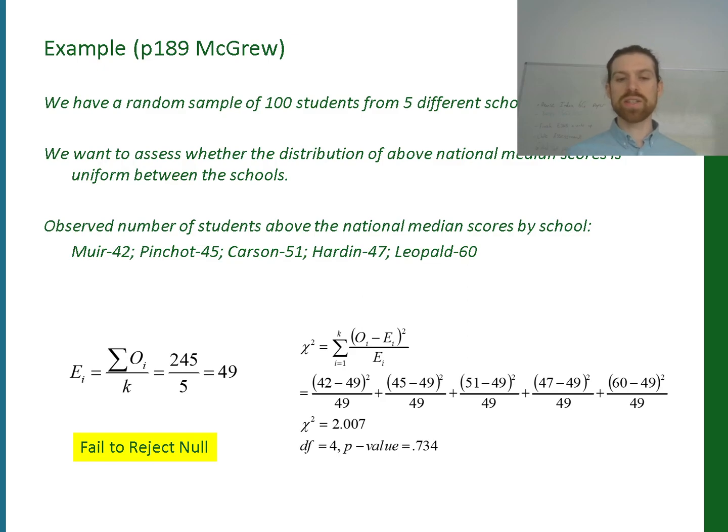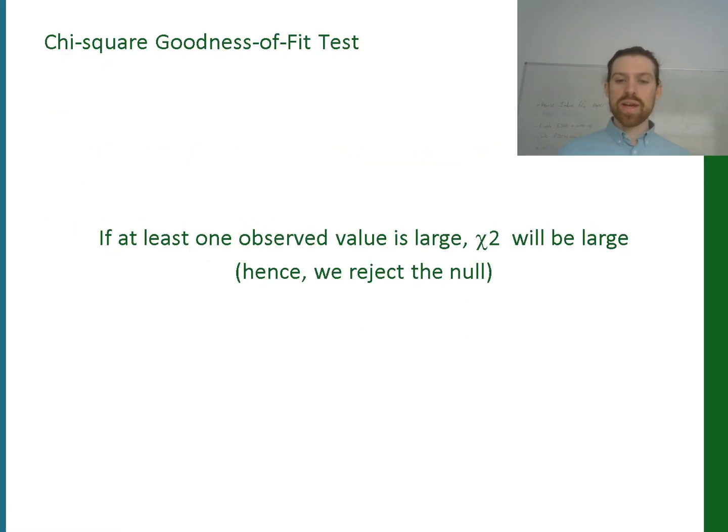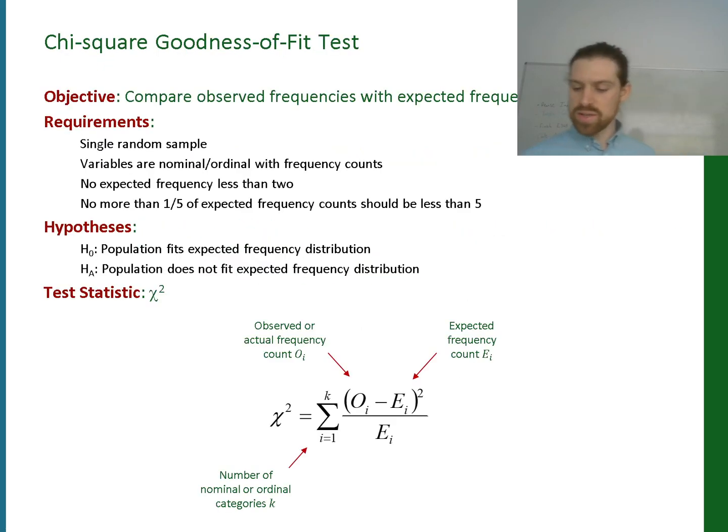Okay, that's the denominator. And then the numerator is just the sum of all of those samples that we've got from those 5 different groups. Okay, so if you sum up 42, 45, 51, 47 and 60, you get 245, which if we divide by 5, we get 49. Okay, so now it's very easy for us just to go into this equation and say, right, we know the number of groups, we've got 5, we know the E_i, so that's 49.